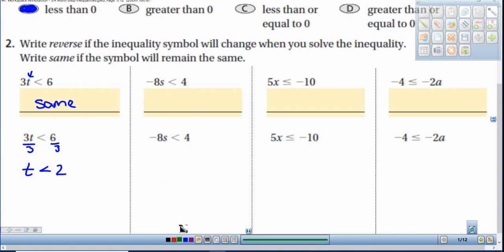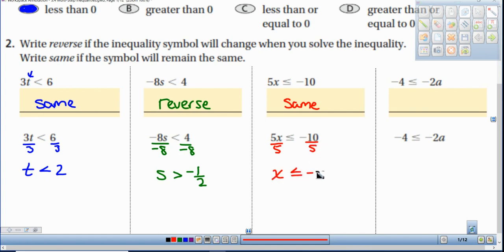On this one, you would divide by negative 8. Therefore, I need to reverse the sign. We divide by negative 8 on both sides. You would get s, reverse the sign, and you get negative 1/2. On this one, we would be dividing by a 5 to get x by itself. Since that 5 is positive, I would keep it the same. And so we would get x is less than or equal to negative 2.